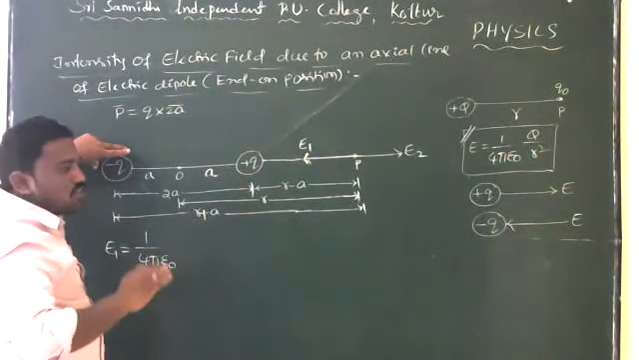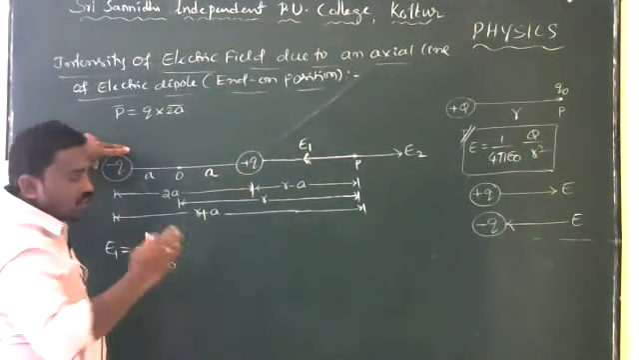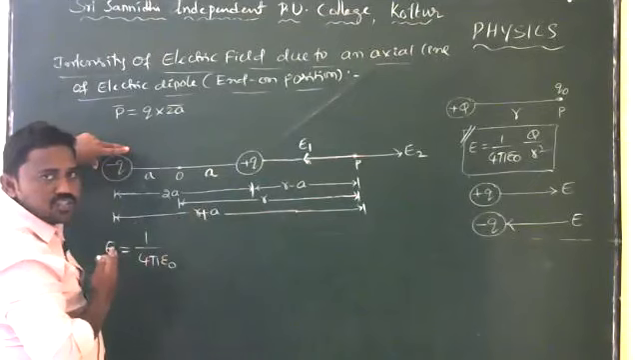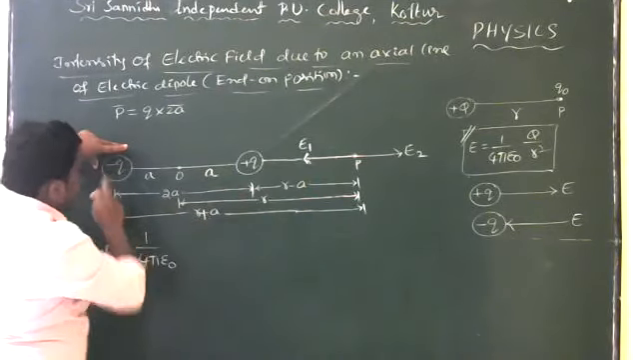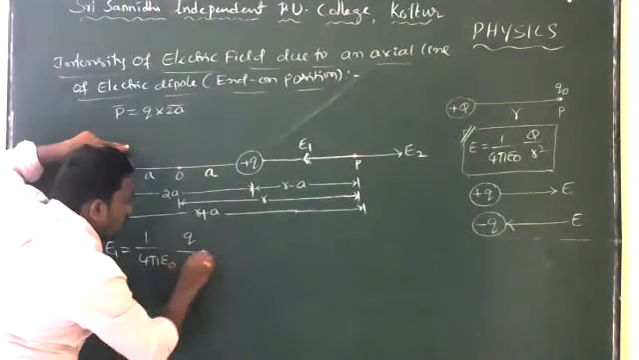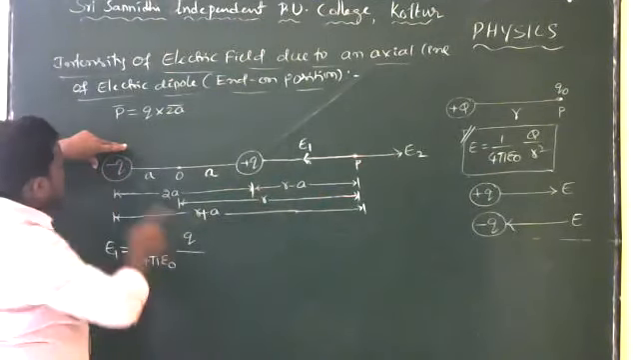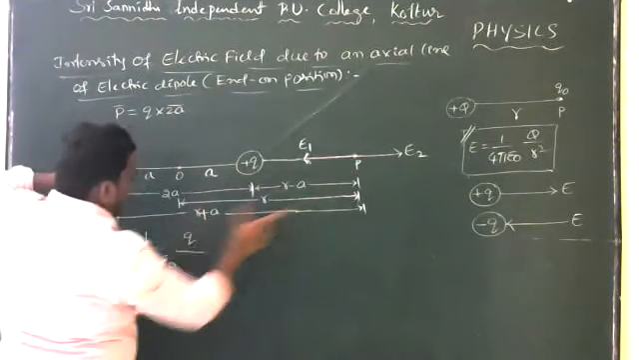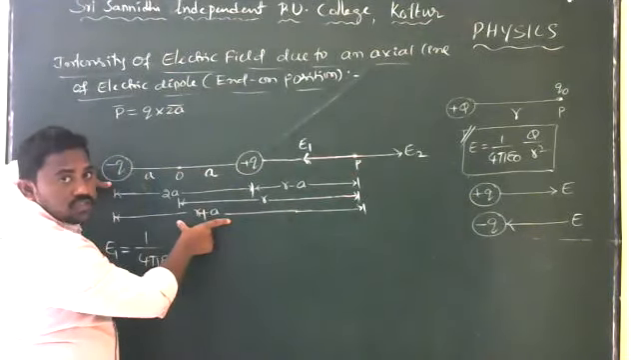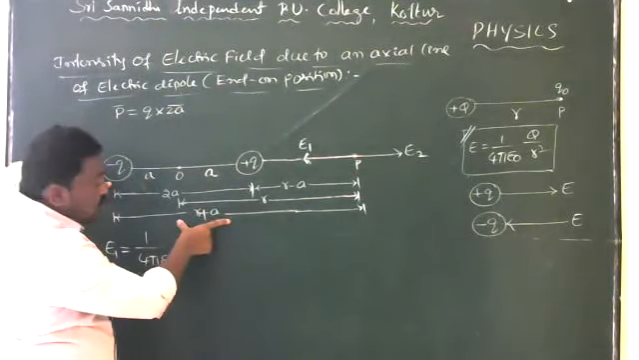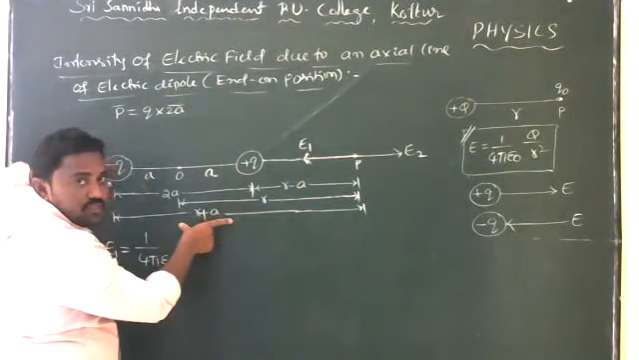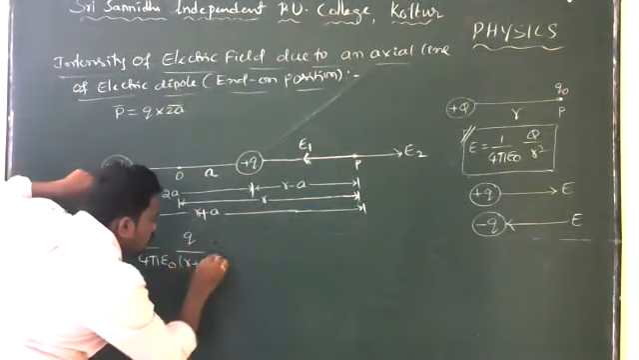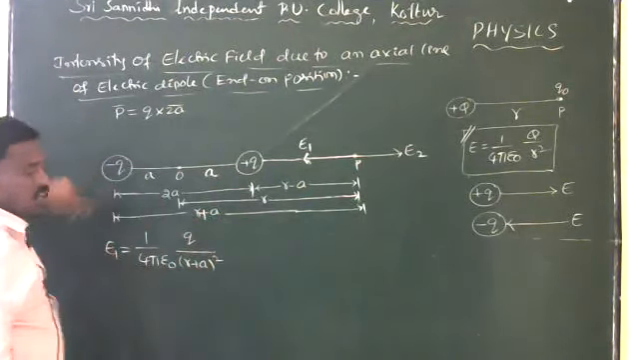For a positive charge, the electric field is away from the charge. For a negative charge, the electric field is towards the charge. So here the charge Q, Q divided by R square, where R is the distance between the charge and point P. What is the distance from minus Q to point P? It is R plus A. Now substitute R plus A whole square. This is the E1 value.